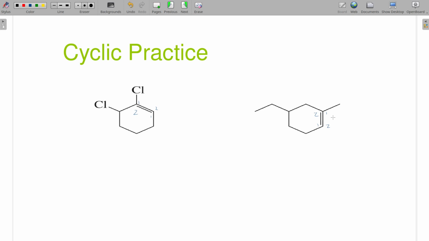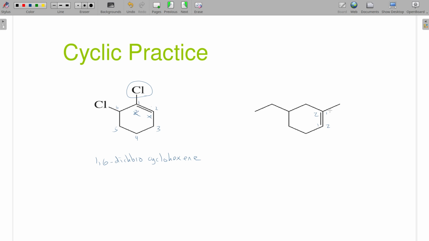Alright, the tiebreaker is going to be the other substituents. I can put this chlorine either at the 1 position or the 2 position. 1's better. So we're going to do that. So this becomes a 1,6-dichlorocyclohexene. And there isn't a 1-cyclohexene. That 1's implied because of the double bond.